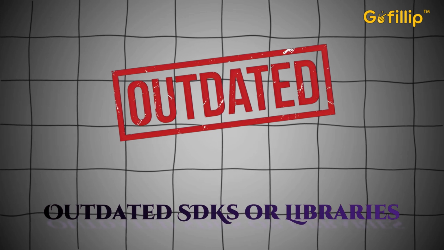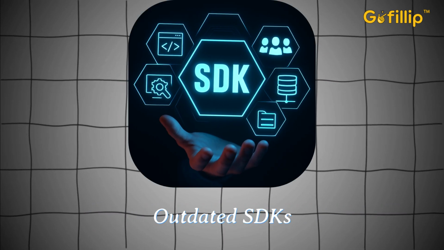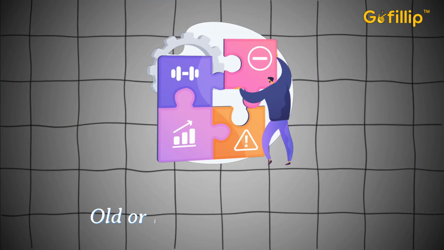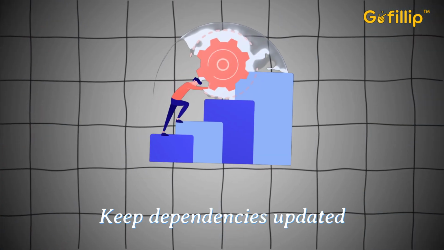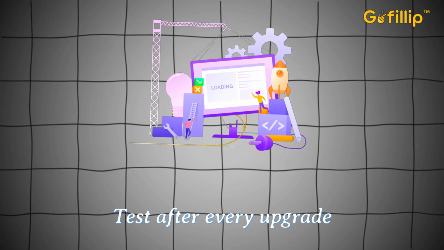Outdated SDKs or dependencies. Old or incompatible libraries can crash your app after updates. Keep dependencies updated and test after every upgrade.